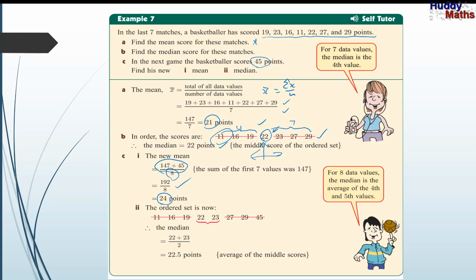Okay, it's boosted the mean. Why? Because you've added on another point right out at the end, 45. Okay, let's see if the median moves much.